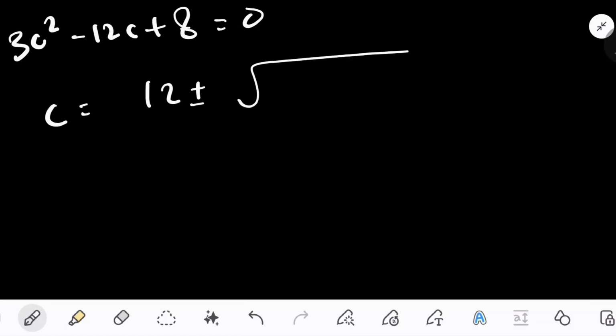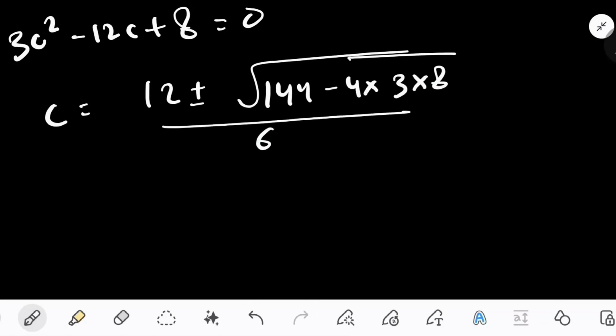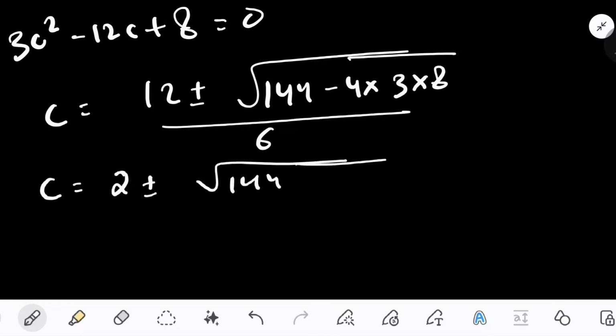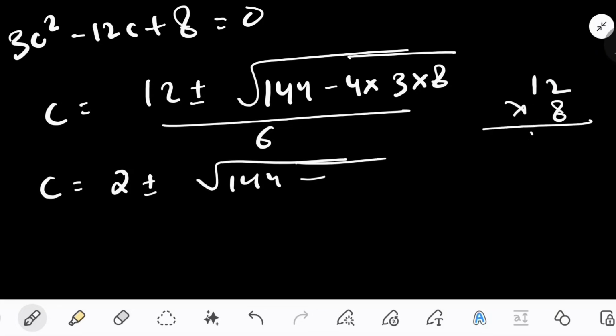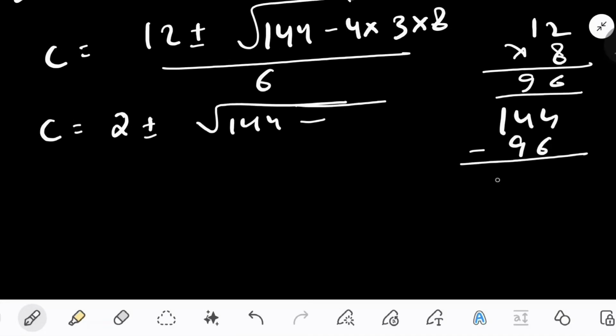We sometimes say Brahmagupta formula, we sometimes say Sridharacharyaji's formula, and somewhat like that. 144 minus 4 into 3 into 8 by 6, right? So you get c is equal to 2 plus minus root 144 minus 12. What is 12 into 8? It is equal to 96. And 144 minus 96, when we subtract, you get simply 48, right? I guess I'm doing the calculations right. Please bear with me if it is wrong, right?